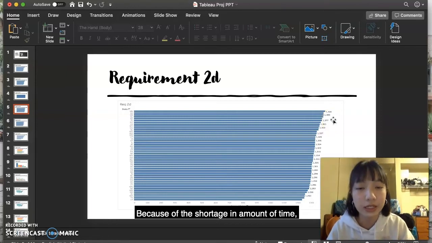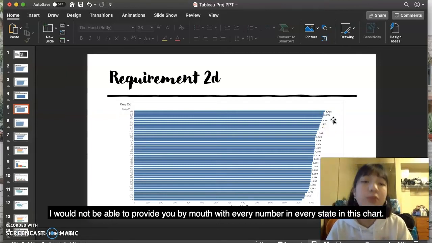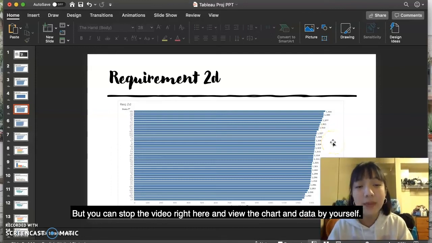Because of a shortage of time, I would not be able to provide you with every number in every state in this chart, but you can pause the video right here and view the chart and data by yourself.